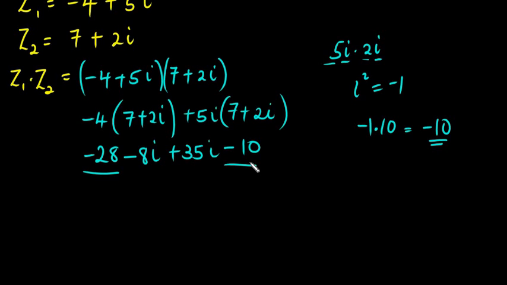-28 minus 10 is going to be -38, and then -8i plus 35i is going to be plus 27i, and that is going to be the product of the two complex numbers. So let's meet in the next video as we look at more examples.